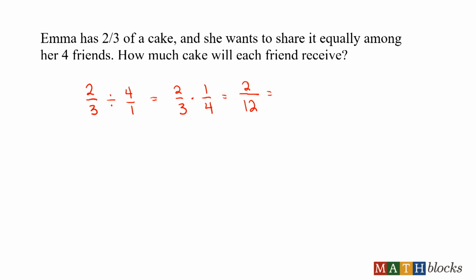Now, notice here the numerator and denominator are both divisible by 2, so we could reduce this fraction a little bit. 2 goes into 2 one time, and 2 goes into 12 6 times. So this fraction will simplify to 1/6, which means that each of her friends gets 1/6 of the cake.